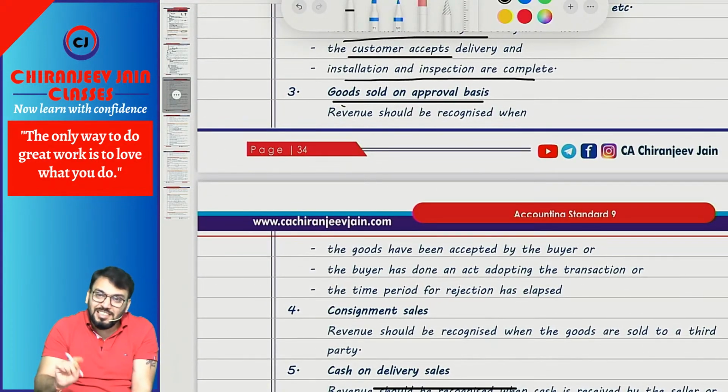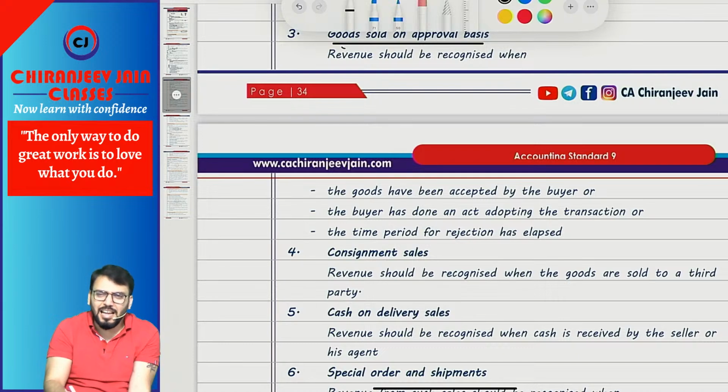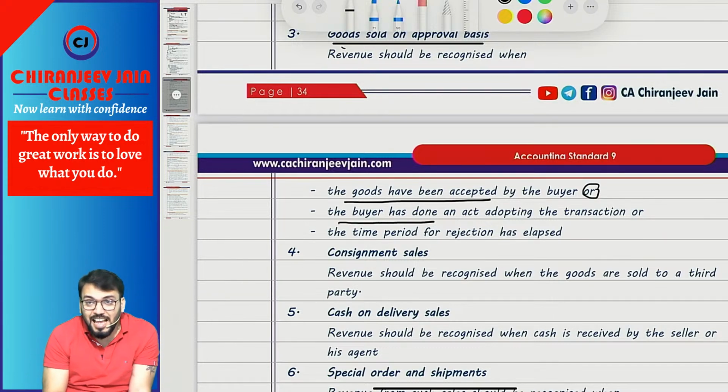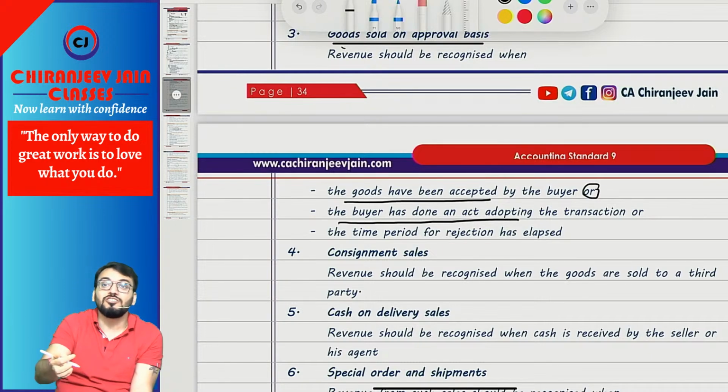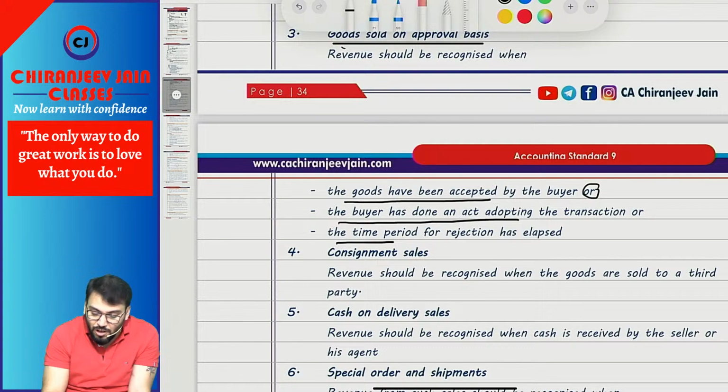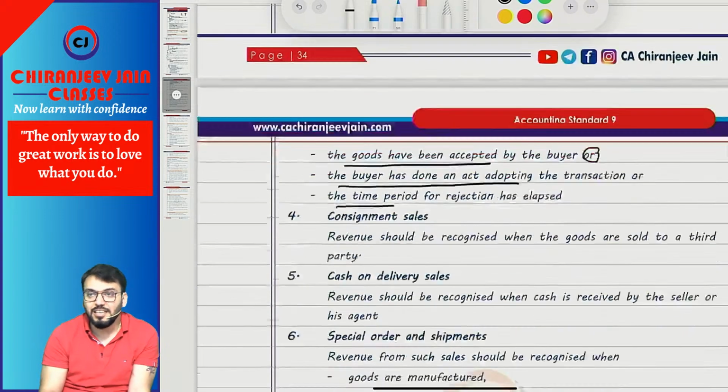Goods sold on approval basis. So in that case revenue can be recognized when any one of the three conditions is satisfied: when goods have been accepted by the buyer. Accepted means they acknowledge that yes, we have accepted it, or the buyer has done any act adopting the transaction, means suppose they started using it, so they have adopted the transaction, or the time period for rejection has expired and it has not been returned, so it means they want to use it, so control has been transferred. So in case any one condition is satisfied, revenue should be recognized.